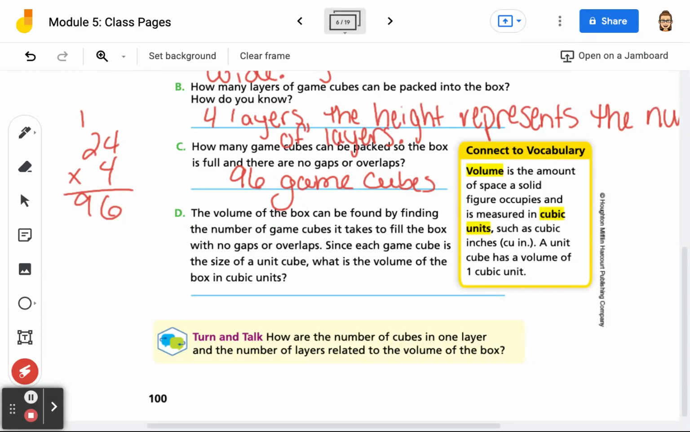So the volume of the box can be found by finding the number of game cubes it takes to fill the box with no gaps or overlaps. Since each game cube is the size of a unit cube, what is the volume of the box in cubic units? Well, we said that 96 game cubes fit into it, so that means we would have 96 cubic units. And then we can go on to the next page.